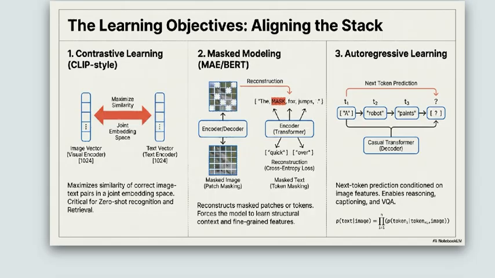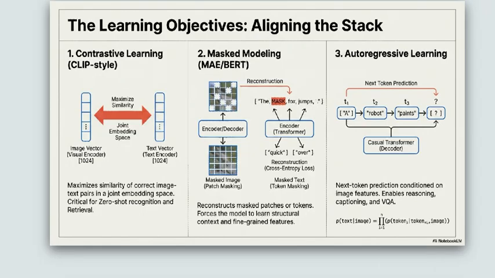Exactly. It forces the model to learn structure and context. You can't just memorize the image if half of it is missing. You have to understand the relationships between objects. If it can rebuild the image from memory, it truly understands the scene. That makes sense. It builds a deeper intuition.